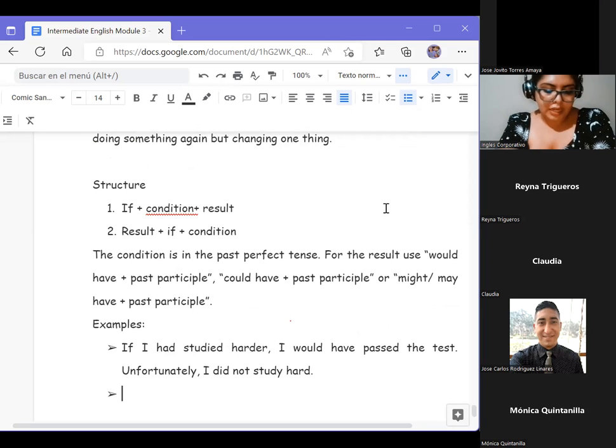The second one said, we would have had a good time if you had come to the party. Nosotros hubiéramos tenido un muy buen momento si hubieras venido a la fiesta. But in that moment, maybe that person has some work to do, or he or she was sick or something like that. So in that case, we cannot change that situation.